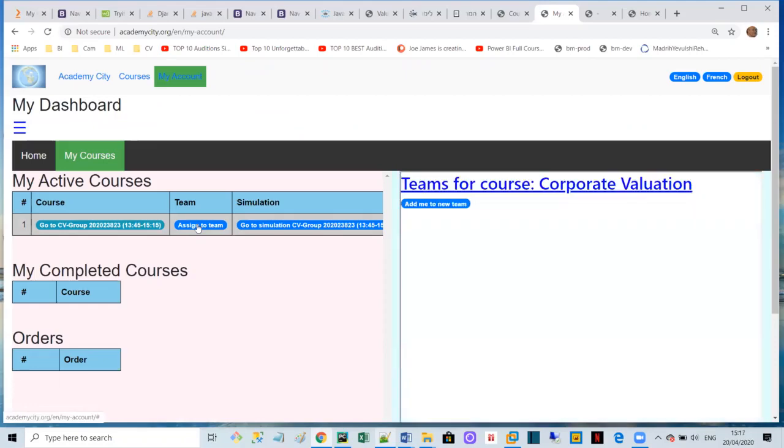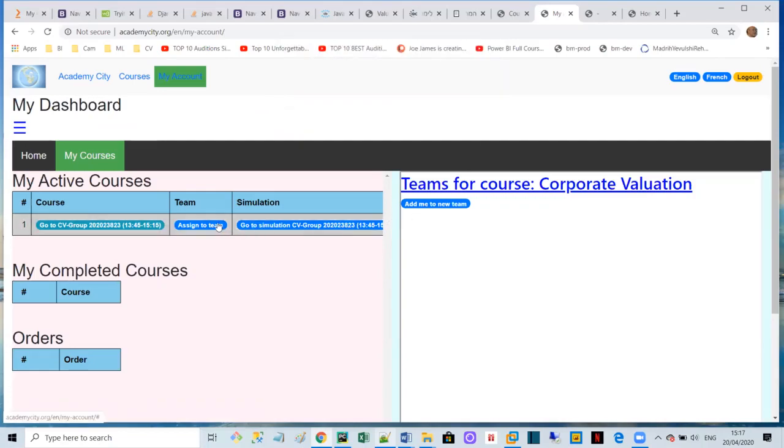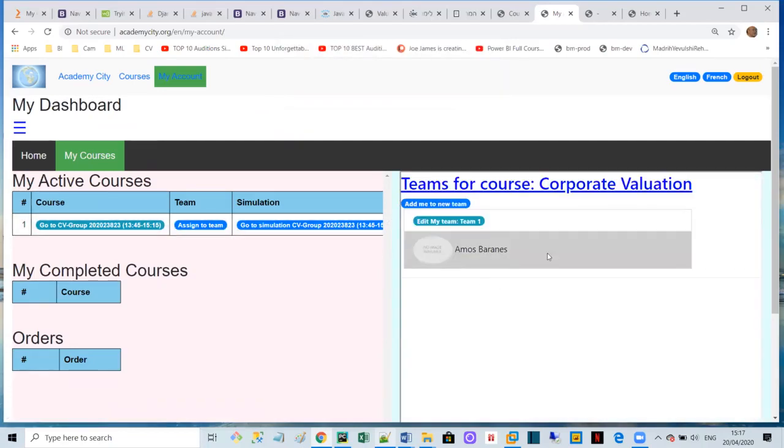If I click here, the first one says everything is empty. I can click add me to a new team, and it tells me it was successful. I am in a new team. If I click it again, it will show me that I am in team 1. Everybody got it? The first one, you add a new team.